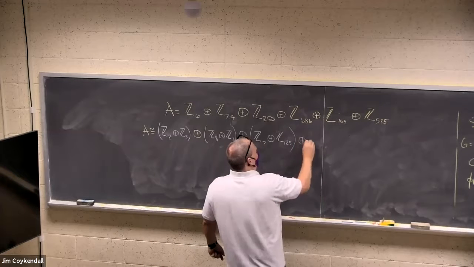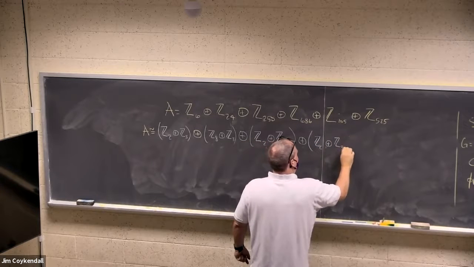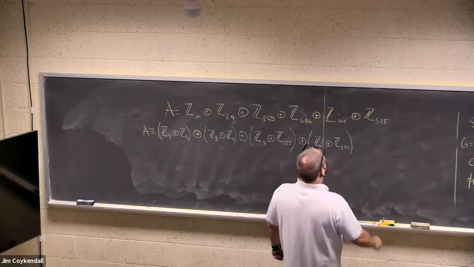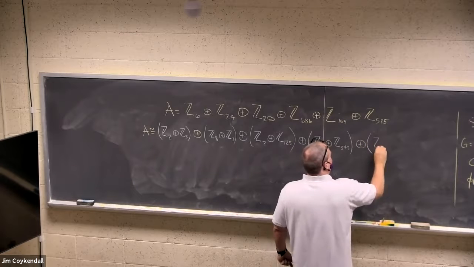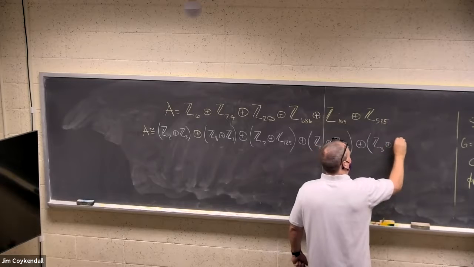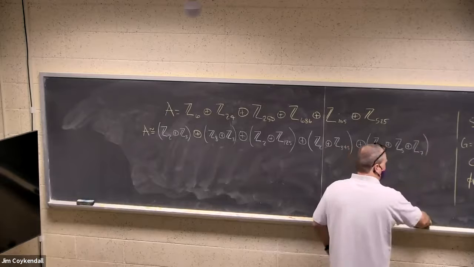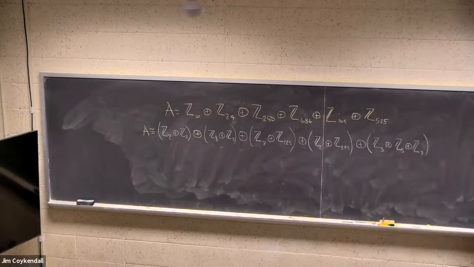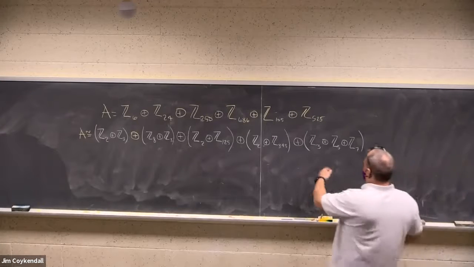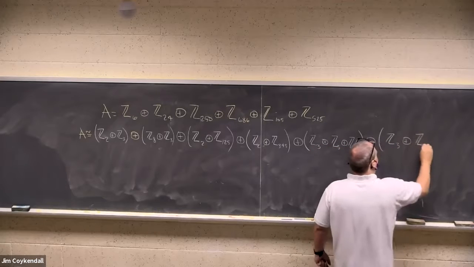686 is 2 times 343, which is 7 to the power of 3. 105 is 3 times 5 times 7. And finally, 525 is 5 times 105, and I've already done 105, so this is actually Z3 direct sum Z5.